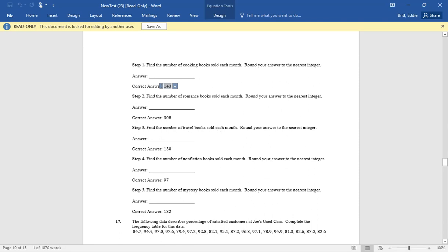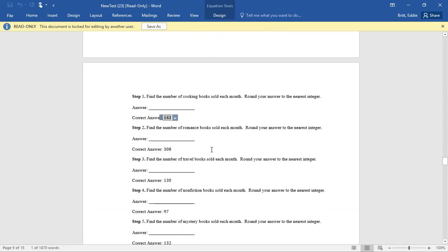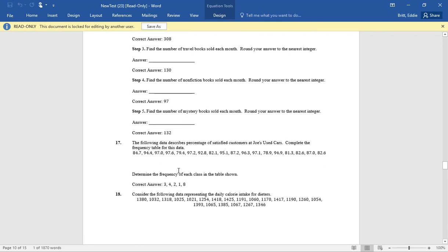The number of travel books, you do the same thing. I'm not going to do all of these. That'd be 810 times 0.16 for travel, which gets 130. The number of nonfiction and number of mystery books, do the same thing. Just multiply by the percentage, well, by the decimal that represents the percentage.